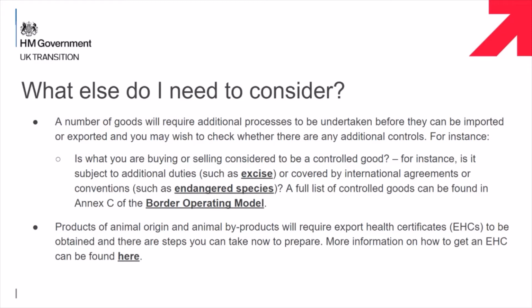Is it an endangered species, for example, something covered by the CITES Convention? We've added a full list of controlled goods in Annex C of the Border Operating Model. If you're dealing in these, you may well need to comply with certain other controls and checks.